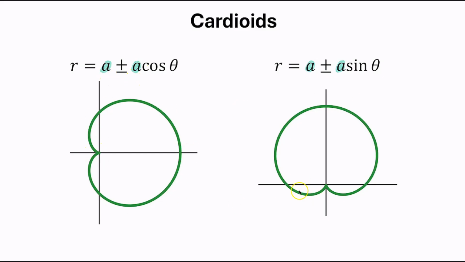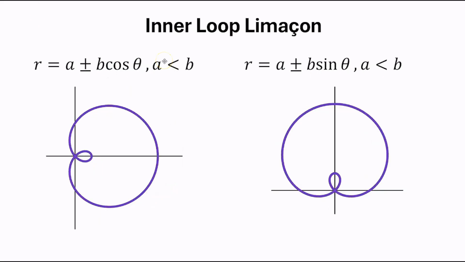Now, the next interesting graph of a polar equation is called an inner loop limaçon. So the equations look like r equals a plus or minus b cosine theta. So these aren't the same value. And the relationship is that a is less than b. So this number in front is less than b. And what's going to happen is it looks like a cardioid, except there's a hole in it.